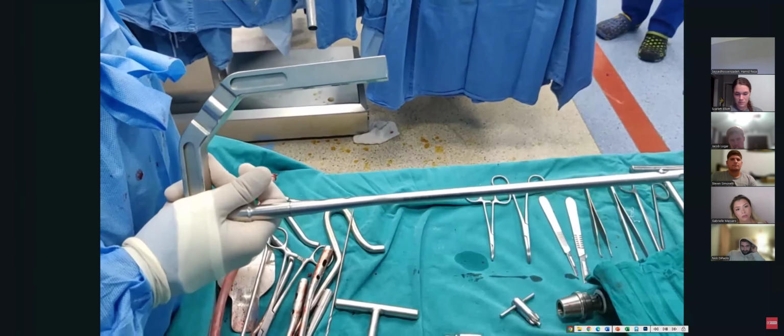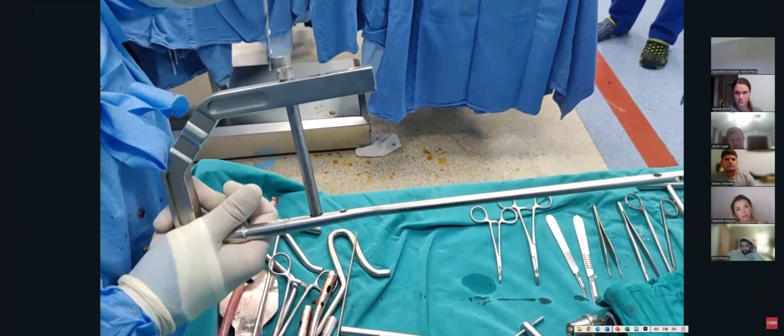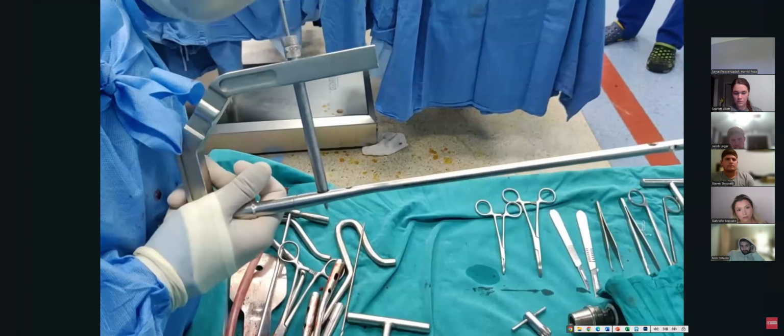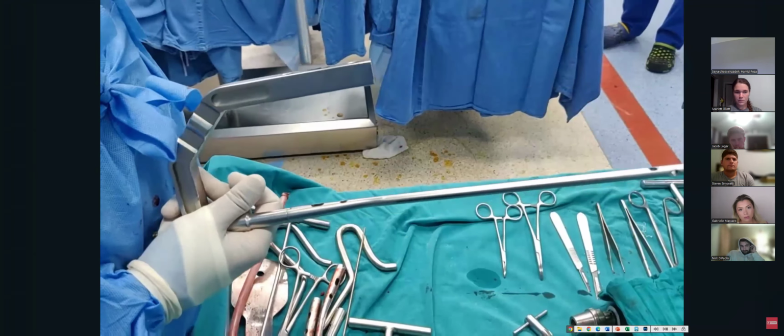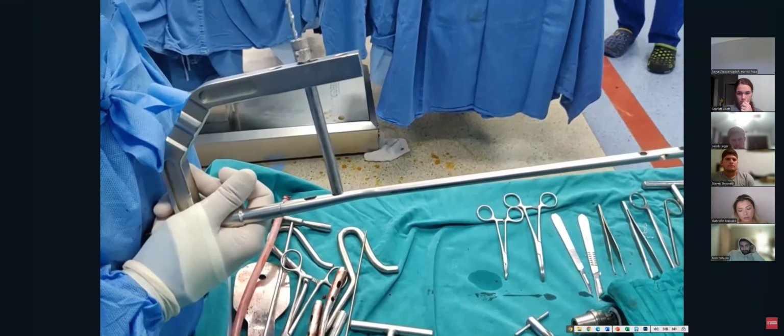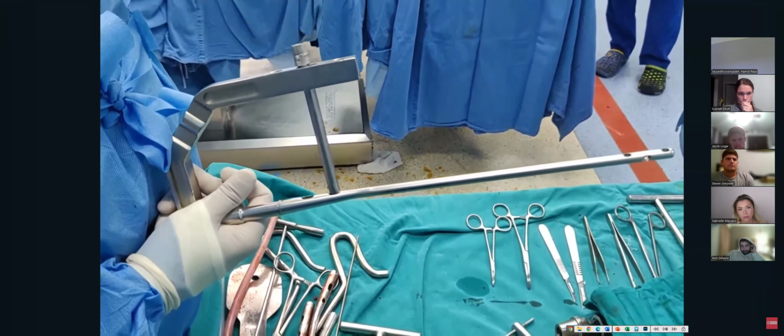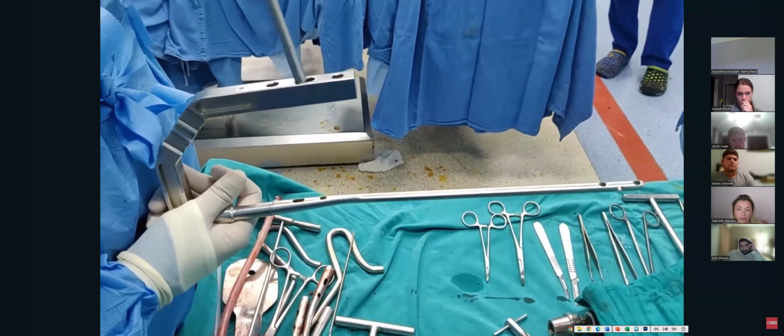So once you're happy with the nail assembly, always check that the drill is going through the holes, and which hole we are going to use. So on this occasion, on this nail, we are going to use number 1 and number 2 holes.